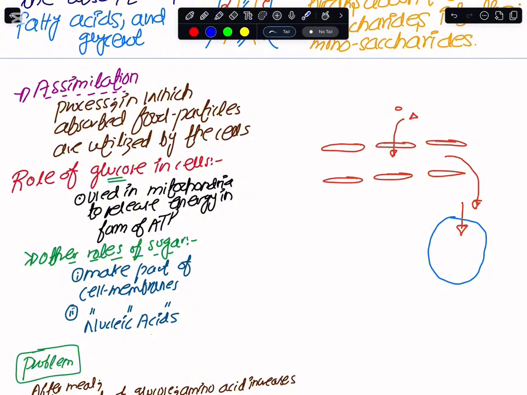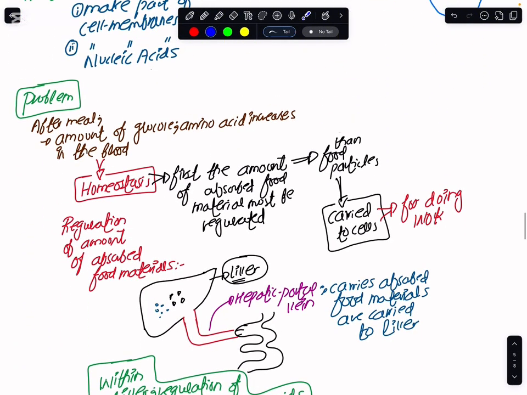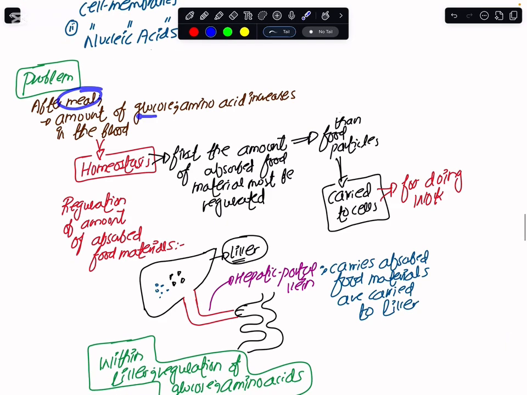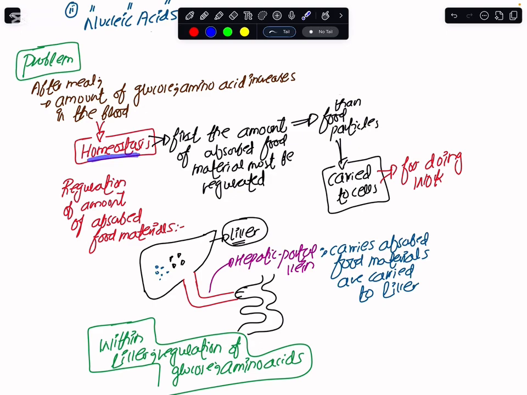So this means that before carrying the glucose and the amino acids to the cells of my body, I need to regulate their amount in the blood. If I do not regulate their amount in the blood, this would be a problem for me. So the scenario is that after we are done with the meal, the amount of glucose and amino acids coming into the blood increases, and my body utilizes a homeostatic process whereby we initially bring the amount of glucose and amino acids to a standard level, and then we allow them to be carried toward the cells.